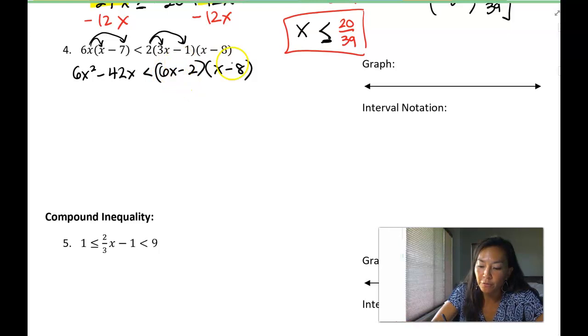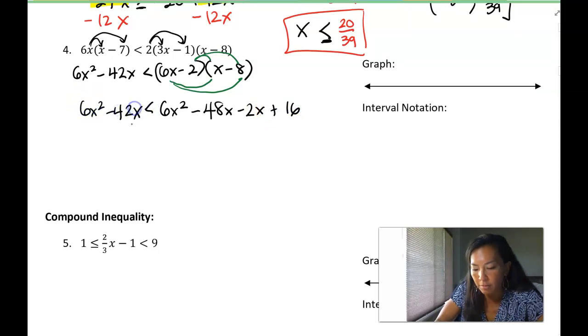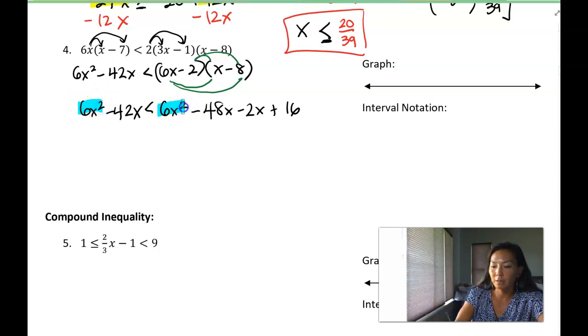Now, if you forget how to FOIL this out, you want to do the first, the outer, the inner, and the last. And that's going to give you your polynomial. So this is going to be 6x squared. 6x times negative 8 is negative 48x. Then we got negative 2x and plus 16. Now, it looks hard, but what's going to be nice at this point is when we combine our like terms. So notice these are alike and these are alike.